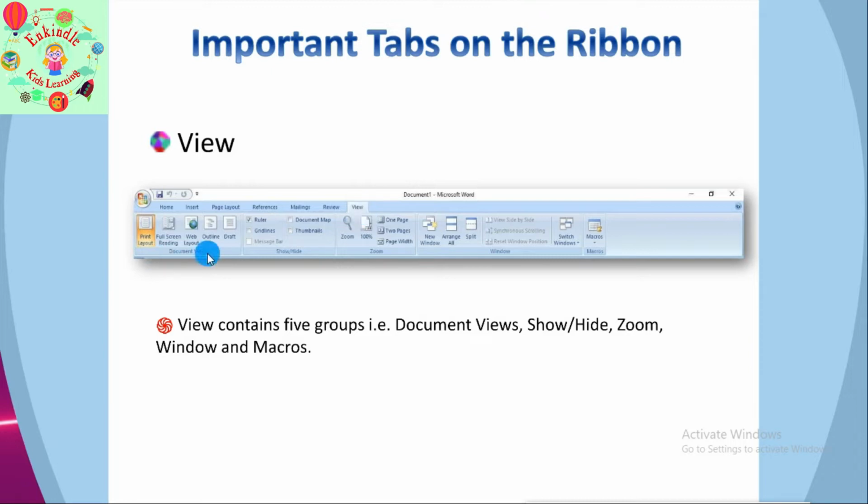The first one is Document Views, second one is Show or Hide, third one is Zoom, fourth one is Window, and fifth one is Macros.